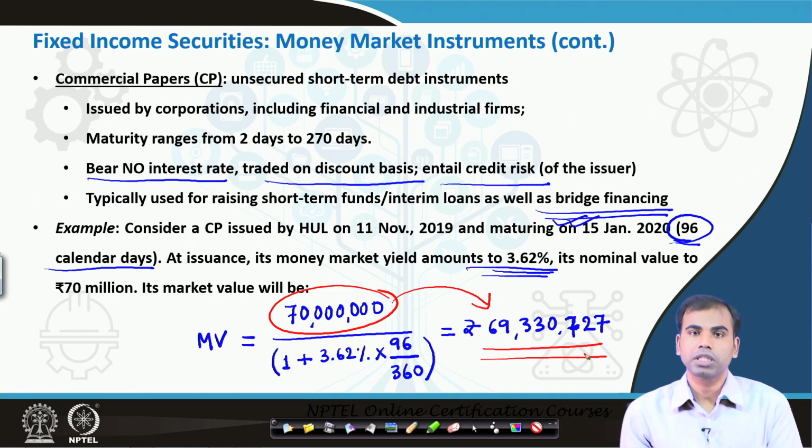So, we have seen that a commercial paper worth 70 million is trading or available for investment at today's market value of 69.33 million. So, this is how we can calculate the market value of commercial paper.